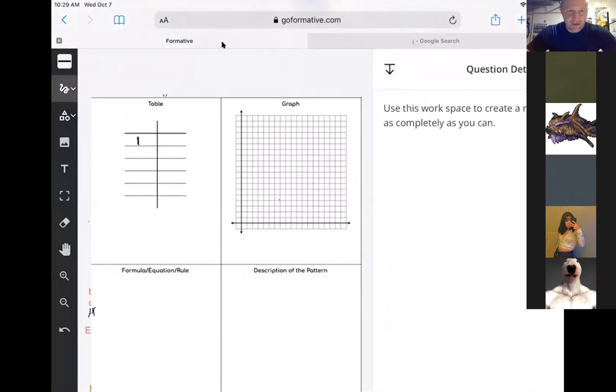Can everybody hit mute? I'm looking for that button. I can't find it. How do I mute everybody? Oh, there it goes. We're okay. I know there's a way to do that.